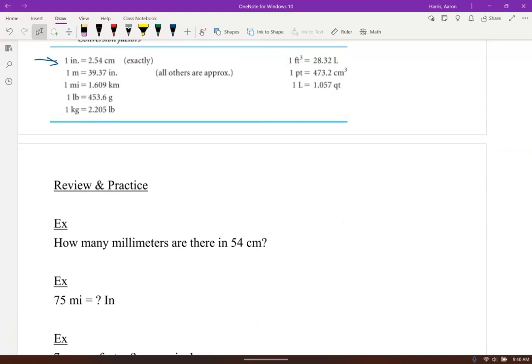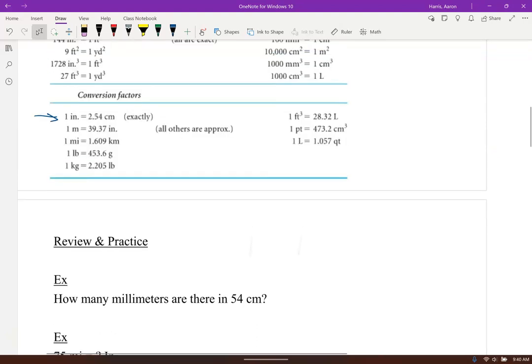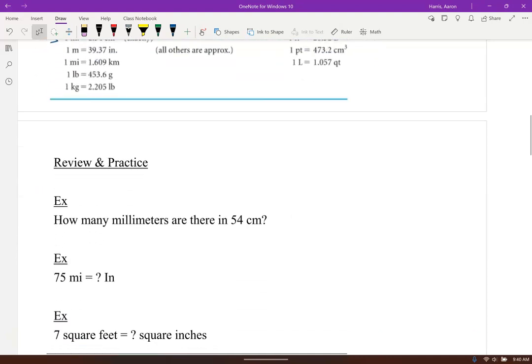First of all, how many millimeters are there in 54 centimeters? Well, for every centimeter, you should know, 10 millimeters makes up 1 centimeter, right? The metric system is all base 10, right? So 10 millimeters, 1 centimeter. So if we have 54 centimeters, we're going to convert that to millimeters.